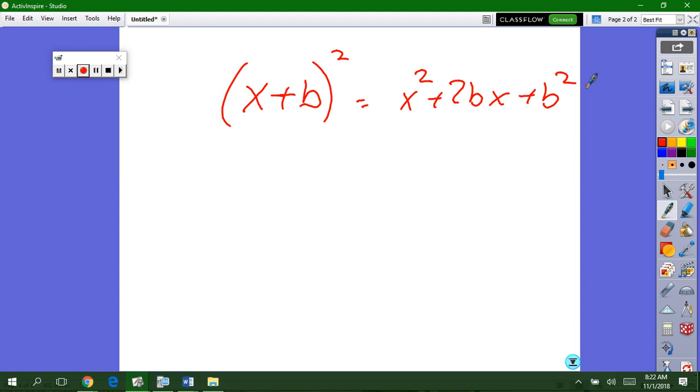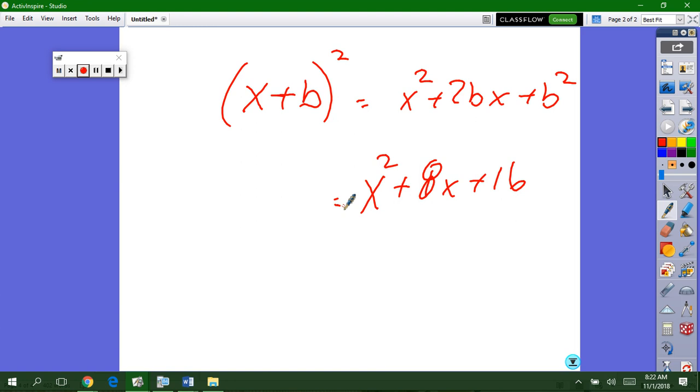So what if I gave you just the opposite? What is b? X plus 4 squared. We're going to go backwards. So notice I gave you this, and I want you to go here. Does that make sense? This is called a perfect square trinomial, meaning it goes back into a binomial squared. Okay? And it has this pattern.